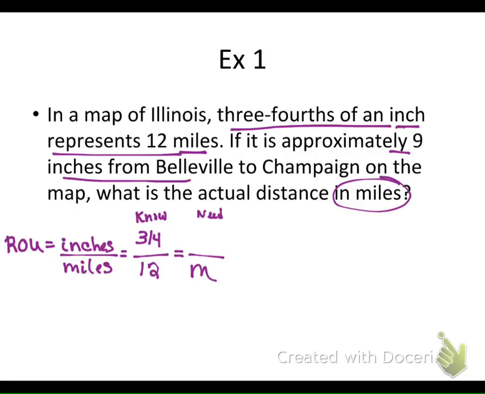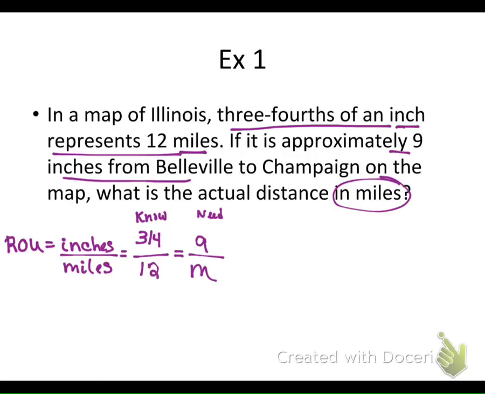So how many inches? 9. So is that going to go on top or bottom? It's going to go on top with our inches. So what you're basically doing is keeping your work organized. So all of your ratio of units, inches, stays on top. Miles stay on bottom. So what do you have now? This should be familiar to you, besides maybe the fraction there. That's a little difficult. But what's this here? What's this called? A proportion. So to solve it, you're going to cross multiply.